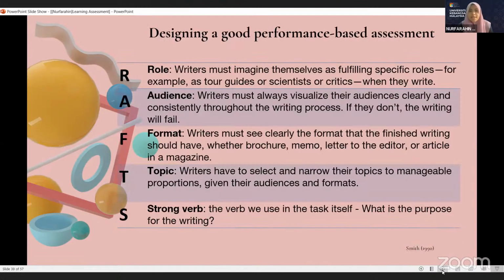Now, designing a good performance-based assessment, you can always remember RAFTS. R for role, A for audience, F for format, T for topic, and S is using a very strong verb.